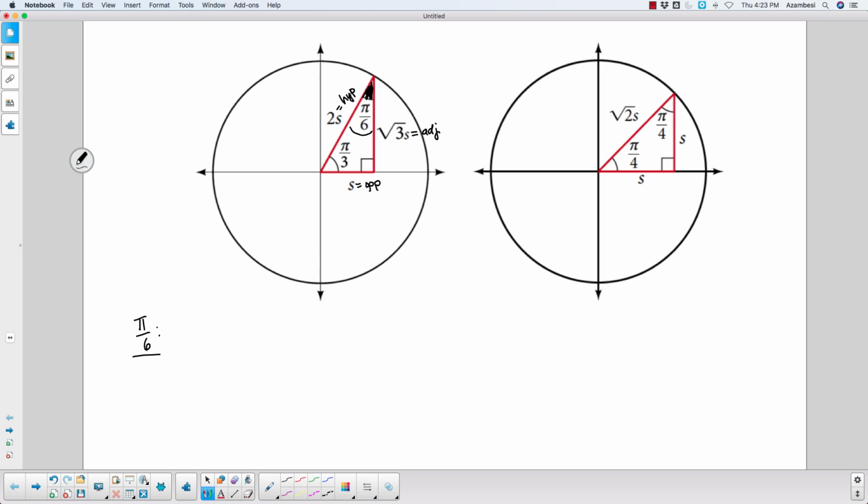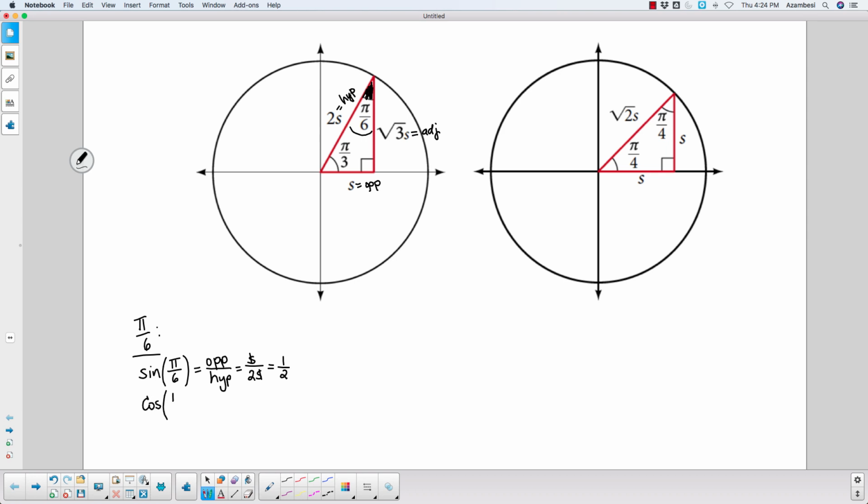So when we're talking about pi over 6 for our angle, we can find the sine, the cosine, the tangent, the cosecant, the secant, and the cotangent of that angle based on this triangle. So if we're talking about sine of pi over 6, then sine is the opposite over the hypotenuse. So remember, opposite over hypotenuse gives us s over 2s. If we simplify the s's out, then what we get is that the sine of pi over 6 is equal to a half.